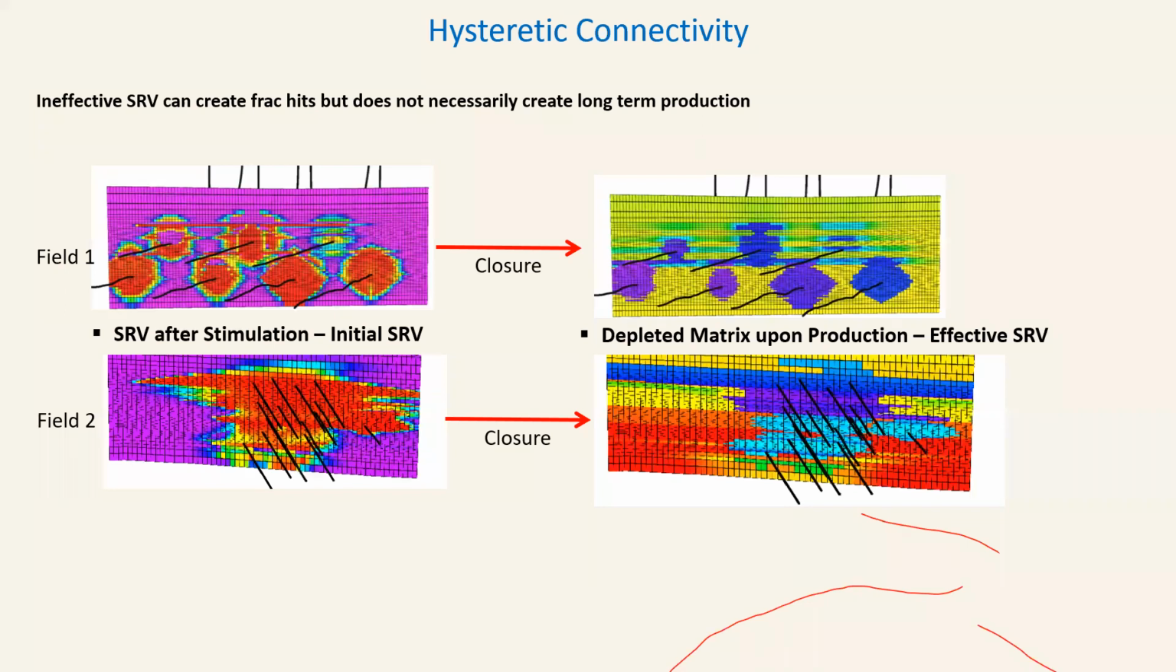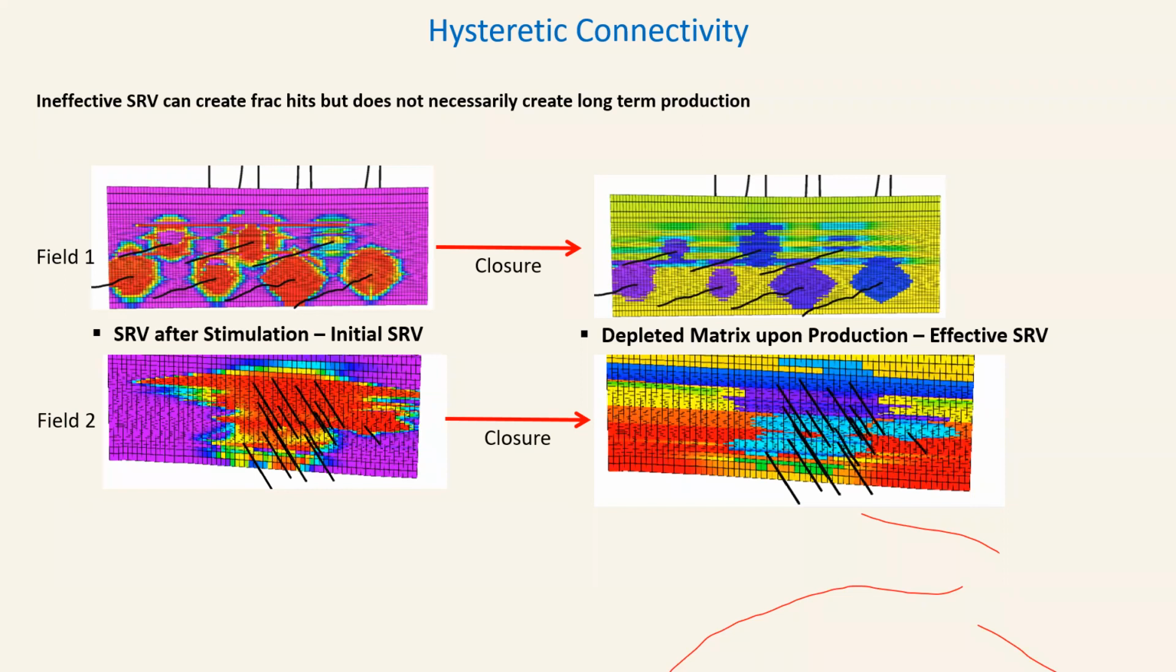On the left side, we have two field examples. In those pictures, the black lines are the well bores. On field one, you see seven wells in a wine rack pattern. On the bottom, we have a lot of wells, like 15 or 16 wells, also in a wine rack pattern, but with even more horizontal layers. More wells vertically.